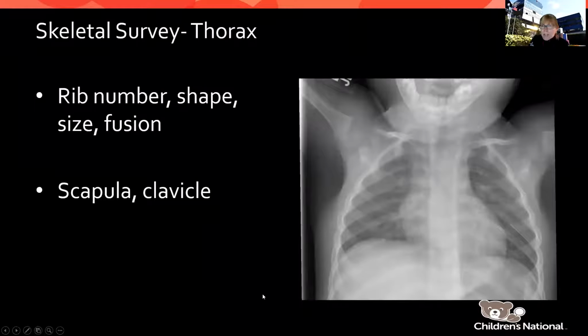The chest, we're going to be looking at the number of ribs, whether there is fusion, and we want to know whether the clavicles or scapula are actually present.